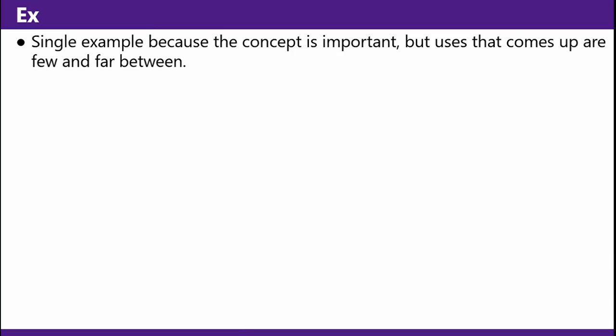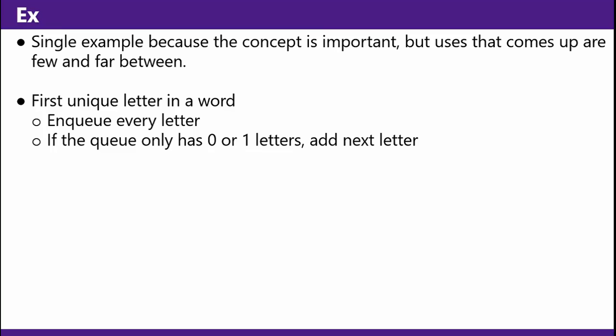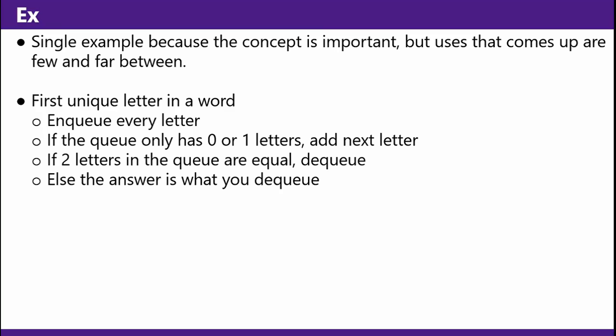An example? Just a single example because the concept is important, but uses that come up are few and far between. The first unique letter in a word. Enqueue every letter. If the queue only has 0 or 1 letters, add the next letter. If the two letters in the queue are equal, dequeue. Else, the answer is what you dequeue.